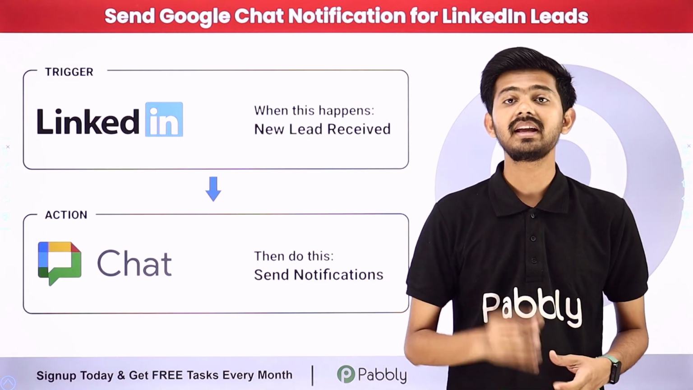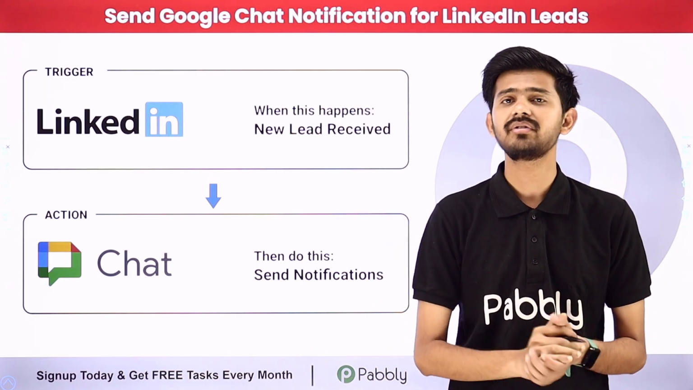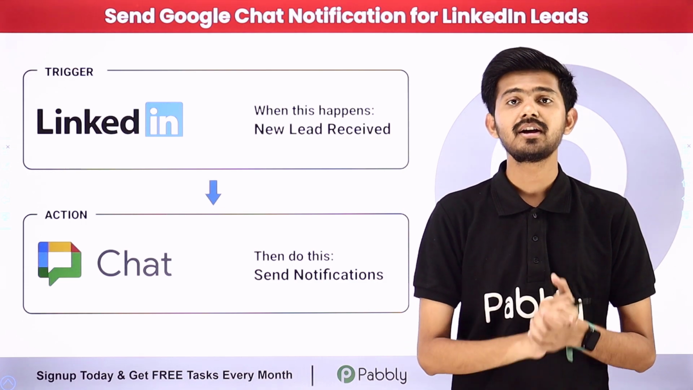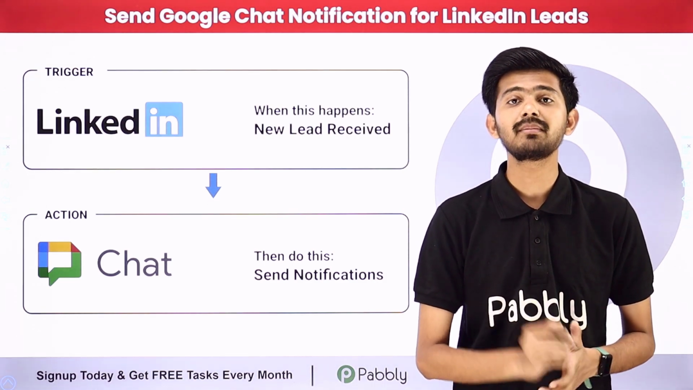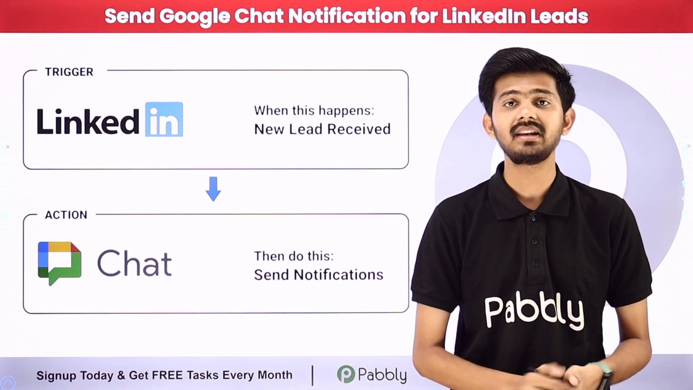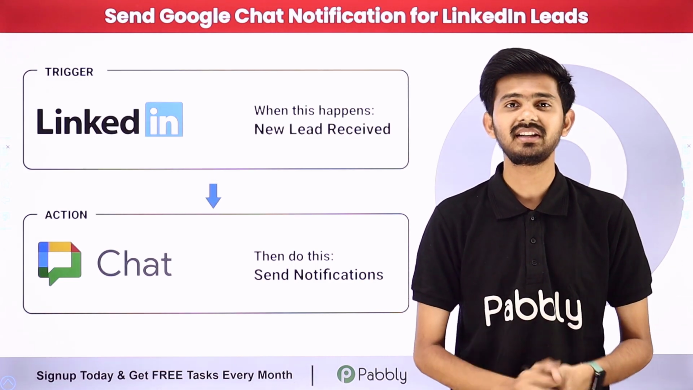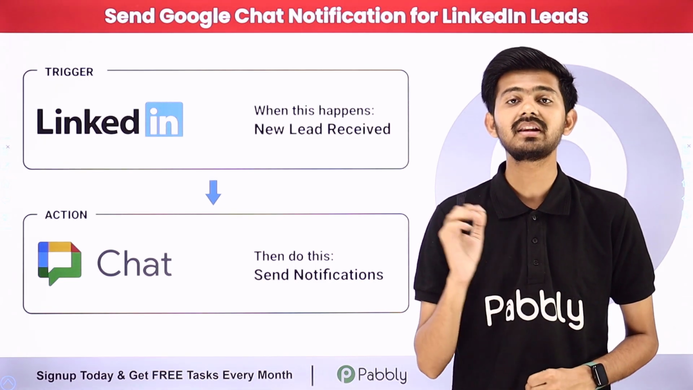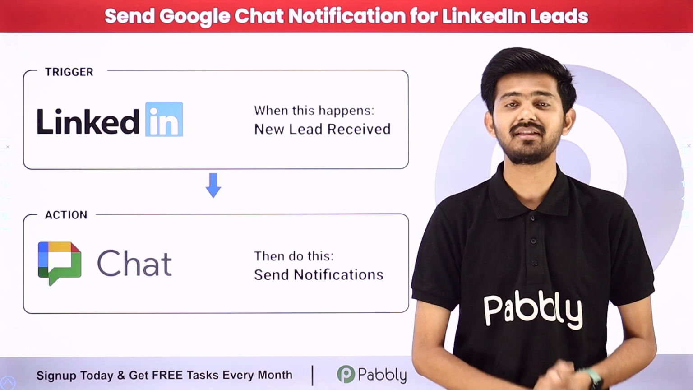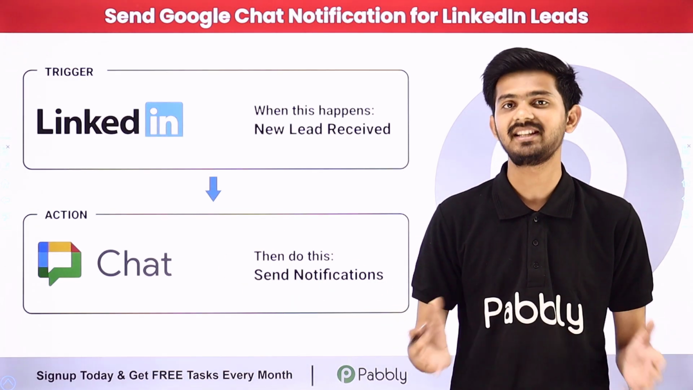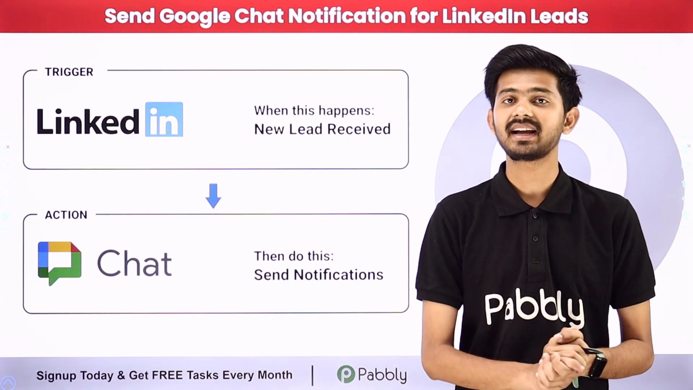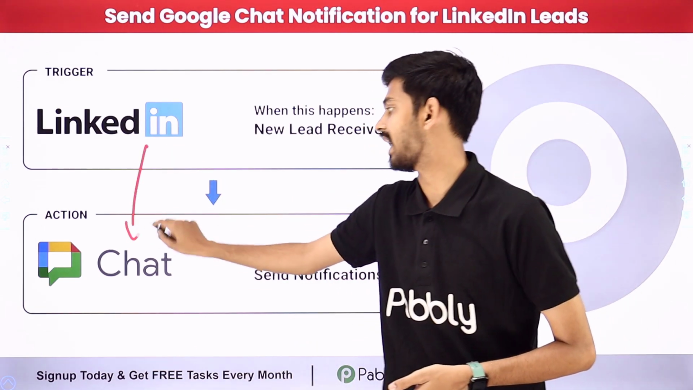So suppose we are running a lead campaign on LinkedIn and we are generating a lot of leads from that. Here my objective is that whenever I receive a new lead from the LinkedIn campaign, I automatically capture the details of that lead and use them to send a notification message on Google Chat to update my team. For that I need to build a connection between LinkedIn and Google Chat.